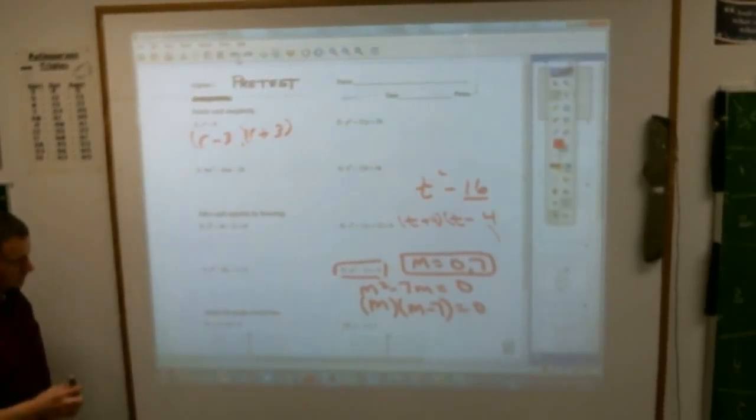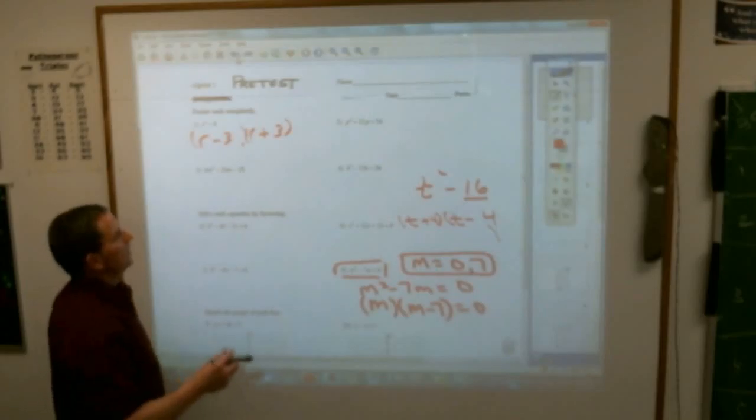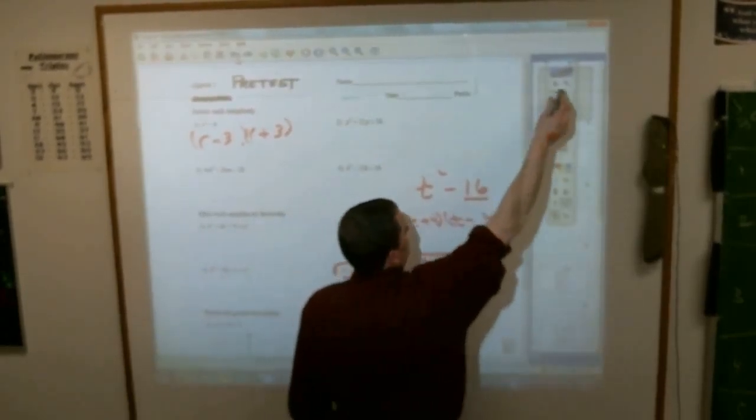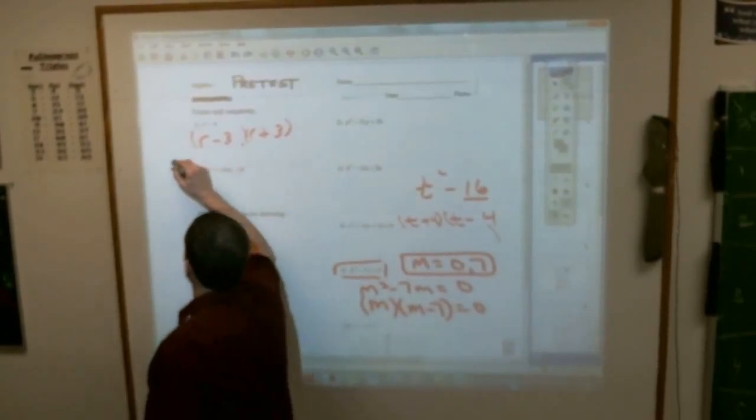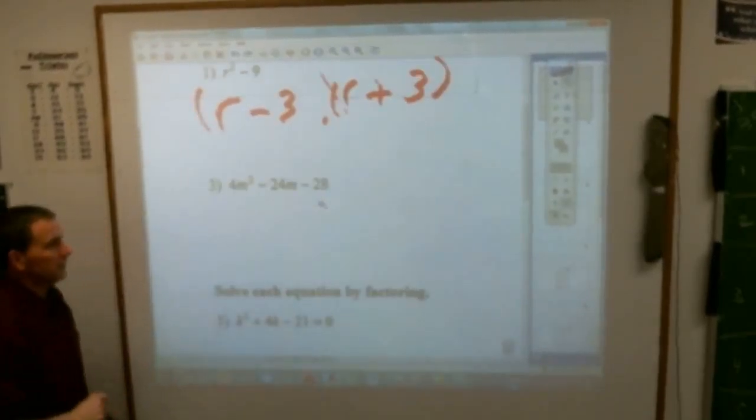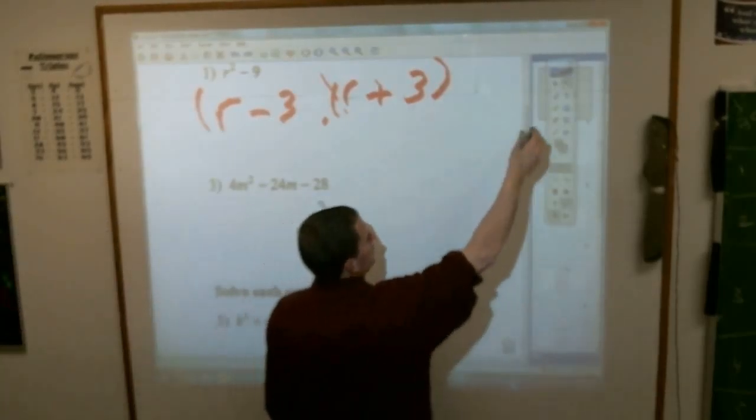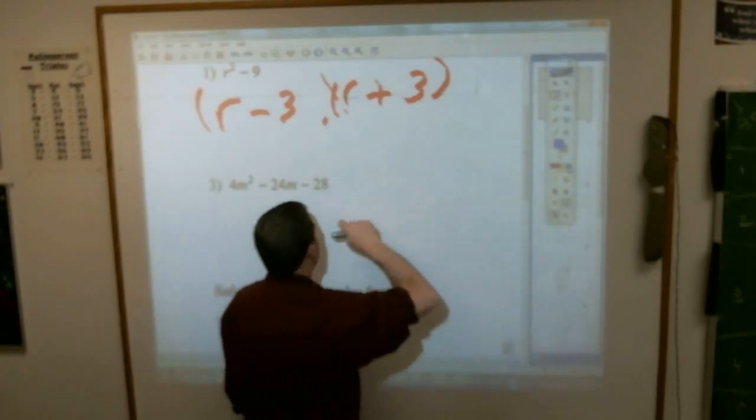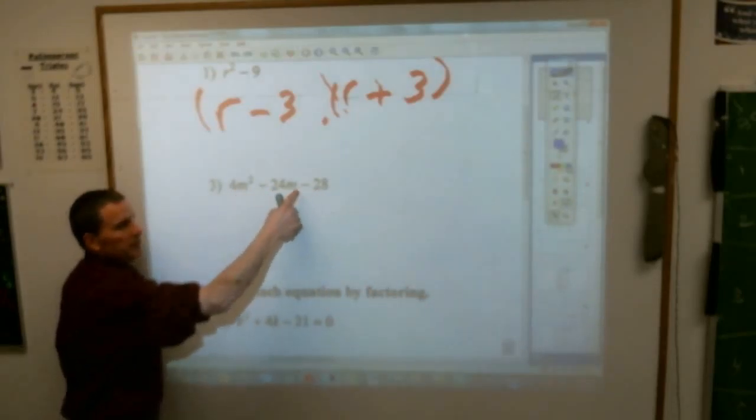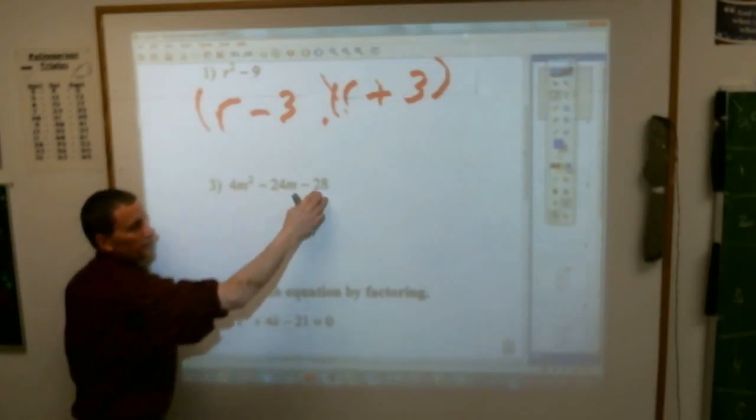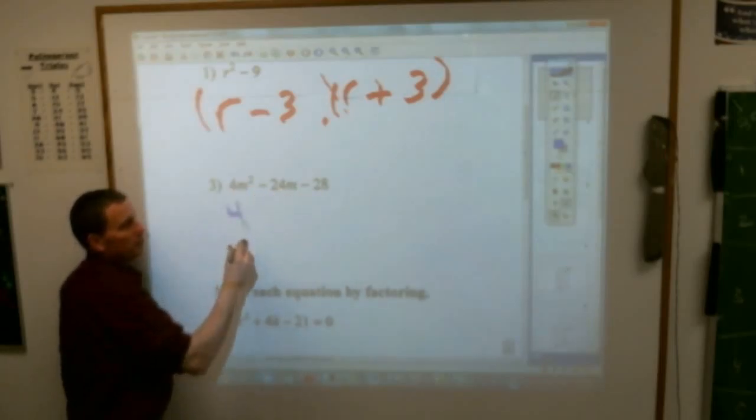Lutz. Number 3. What is the number 1 rule, children, when you're given something to factor like number 3, if you look back in our notes? What is the first thing you're supposed to look at? Jake, yes. You look to see if there is a common factor between all 3 right away. What number can you take out of 4, 24, and 28? That would be a 4.